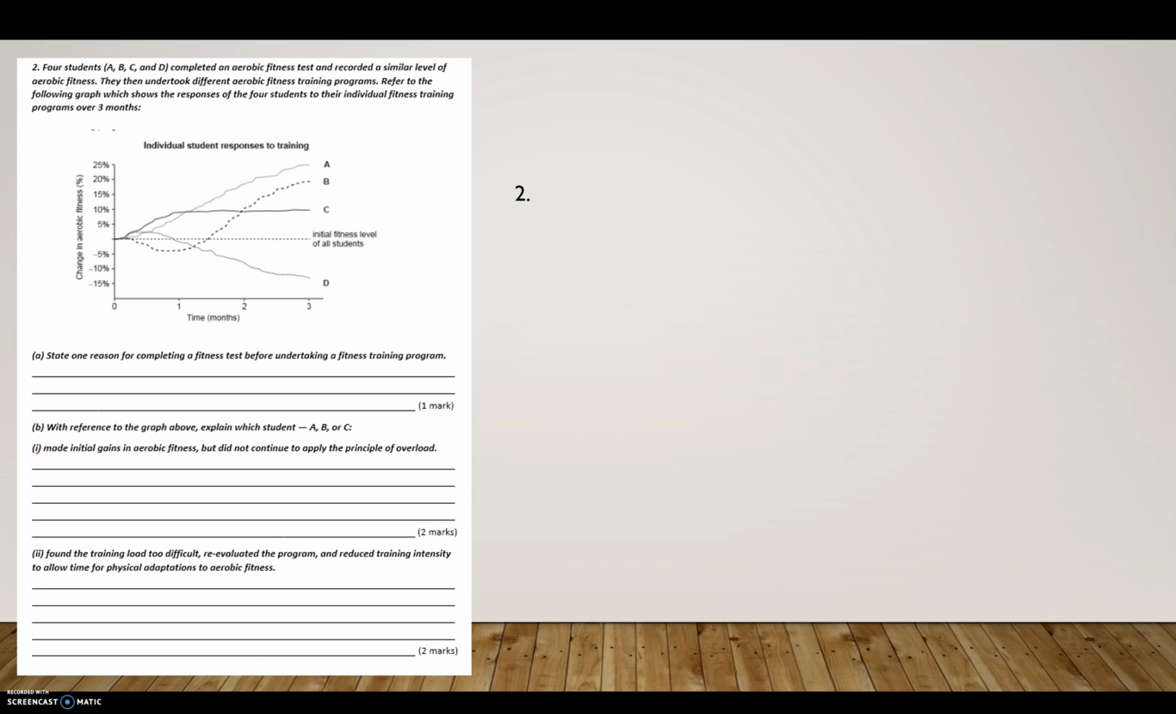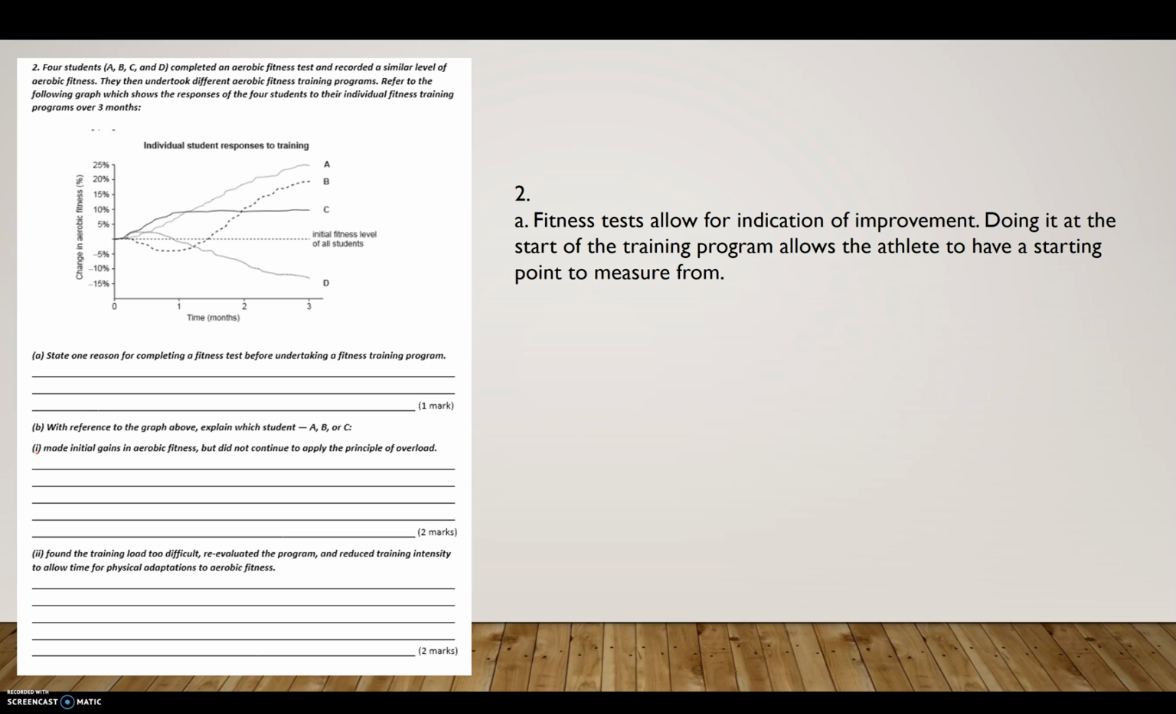First one, state a reason for completing a fitness test before undertaking a fitness program. Fitness tests allow for indication of improvement. Doing it at the start of the training program allows the athletes to have a starting point to measure from, 1 mark. All right, so no analysis required, just why would you do it?